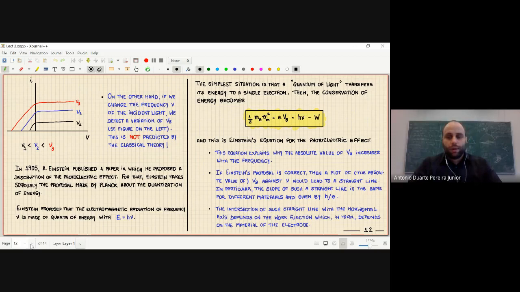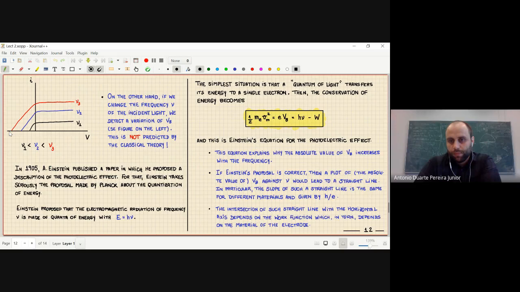From the classical theory point of view, as we were discussing before, if I change the frequency, I'm not changing the energy that is transported by the wave, by the radiation. So if I change the frequency, I would not see anything new. But instead, Lenard managed to verify that if you change the frequency, you see different curves. They have the same shape, but they have different values for VB. You see that as soon as I increase the frequency, going from nu 1 to nu 3, the value of VB gets more and more negative.